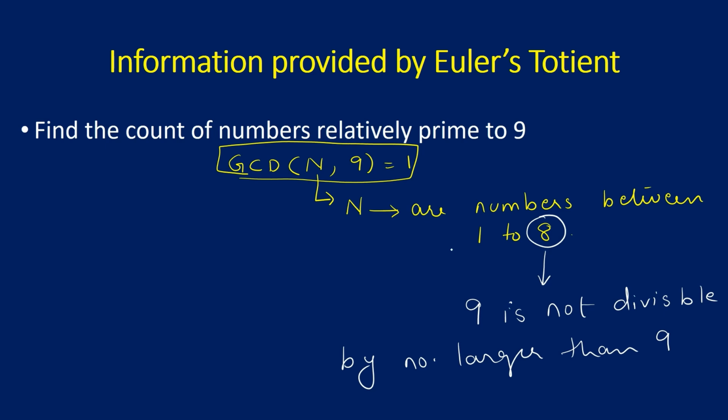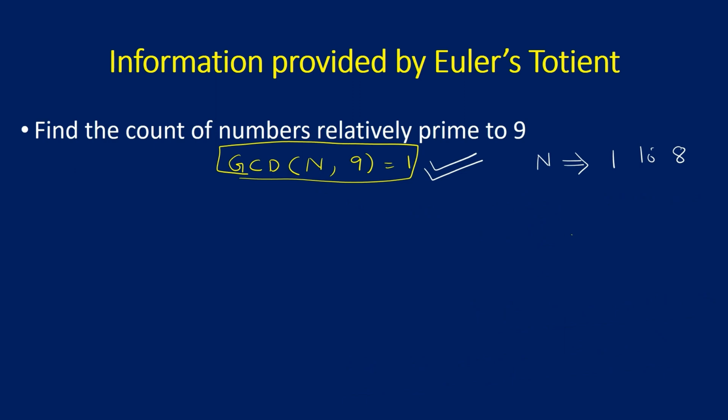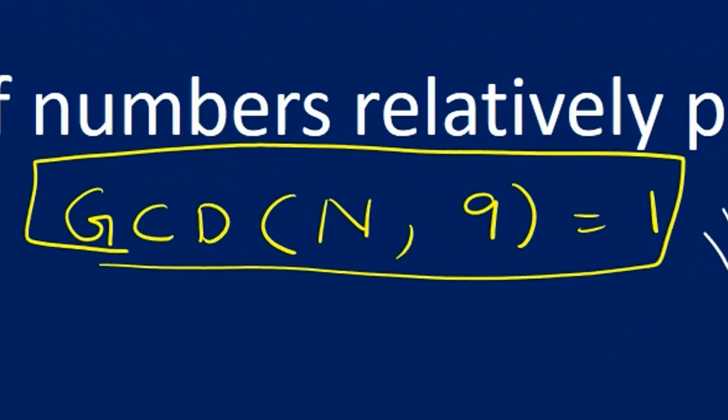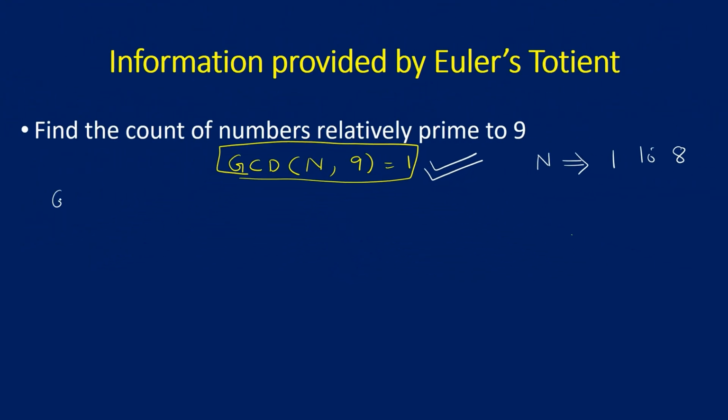If you try to divide 9 with 10, 11, 12, since they are larger numbers, you will get a remainder or you will get a fractional number. So 9 is not divisible by numbers which are larger than 9, or any number is not divisible by a number larger than itself, and hence we do not test the numbers larger than n. We will check only from 1 to n minus 1. Okay, so with this background, let us now try to find the count of numbers which are relatively prime to 9, for which we have to check the following condition, with n varying from 1 to 8. So now let us do that.